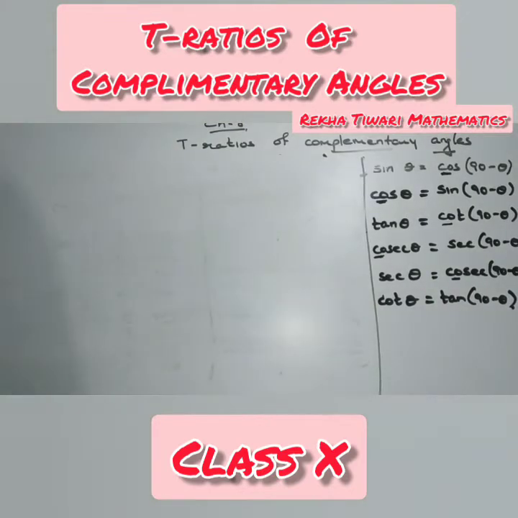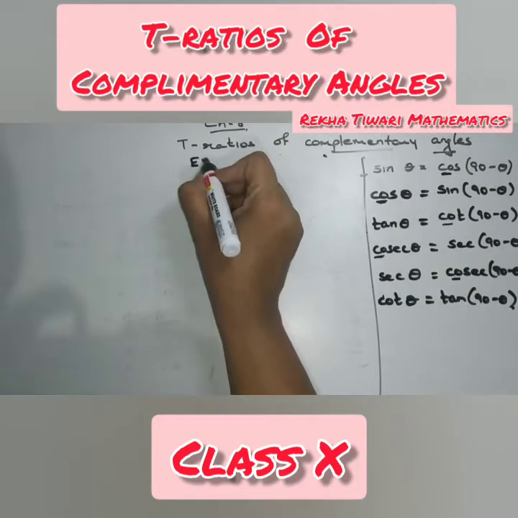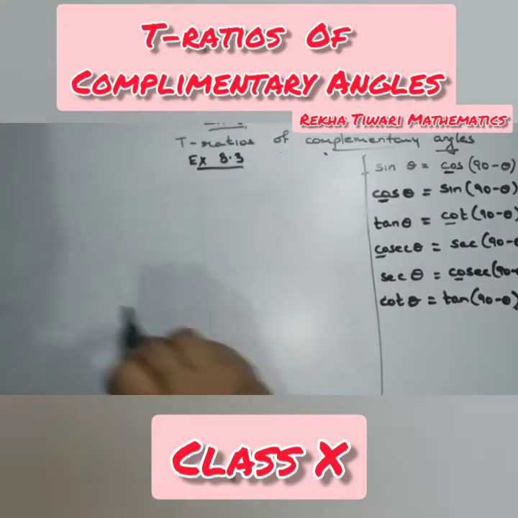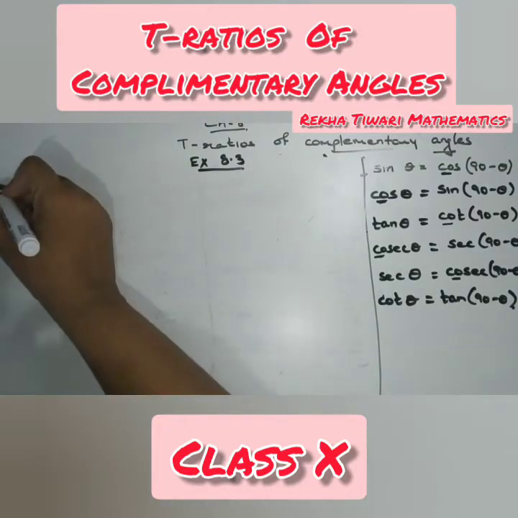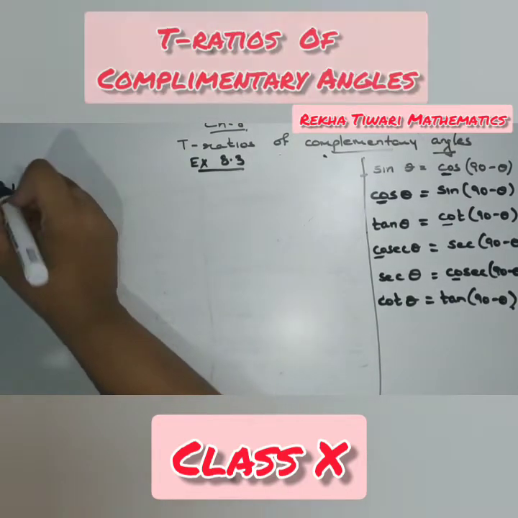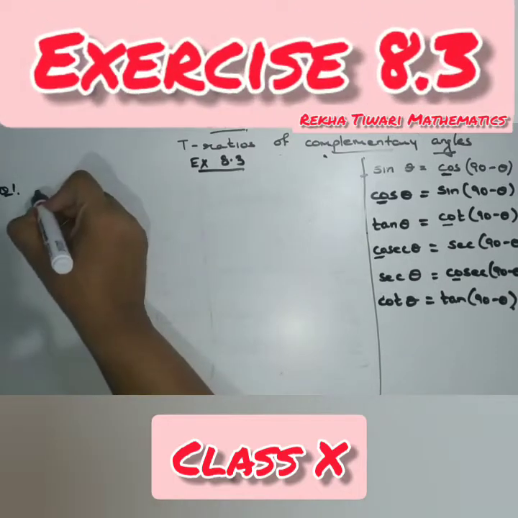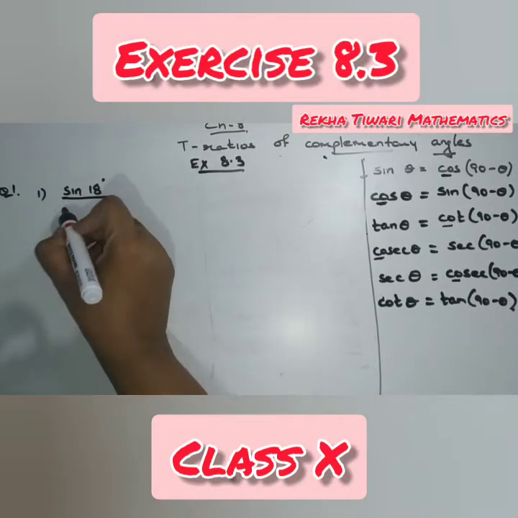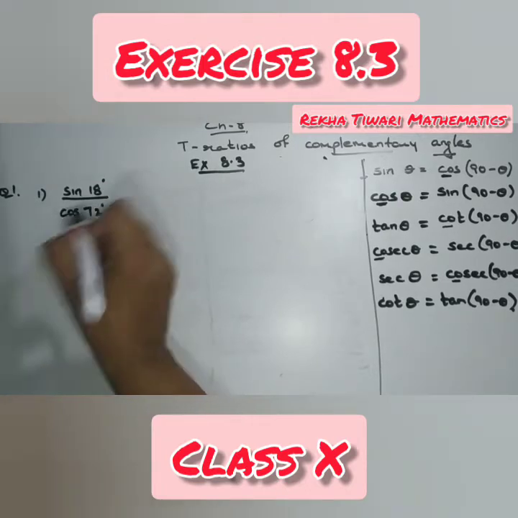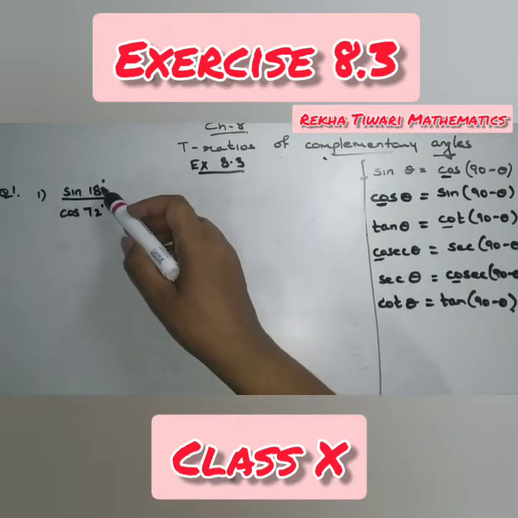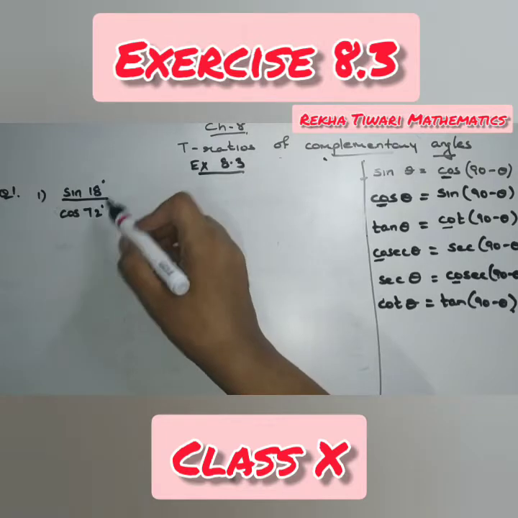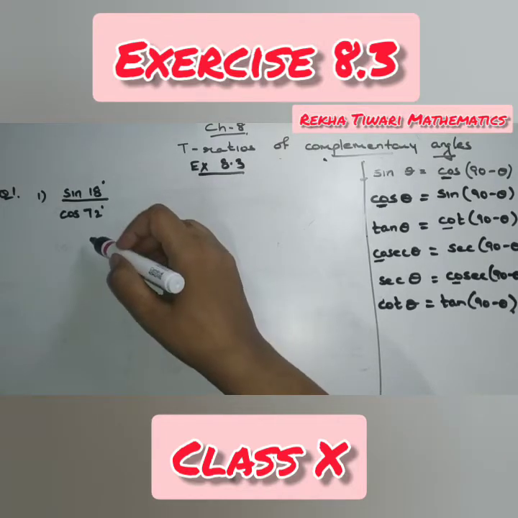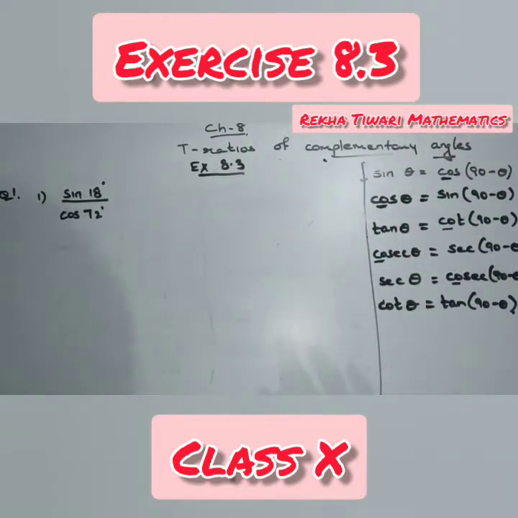This you will come to know when we proceed to the exercise. Let us proceed to exercise 8.3, the very easiest exercise of this chapter. Question number 1, first part. Evaluate sin 18 degree upon cos 72 degree. See class, we don't know the value for 18 degree, we don't know the value for 72 degree, but we have to find out this. So we are going to use the concept of complementary angles.